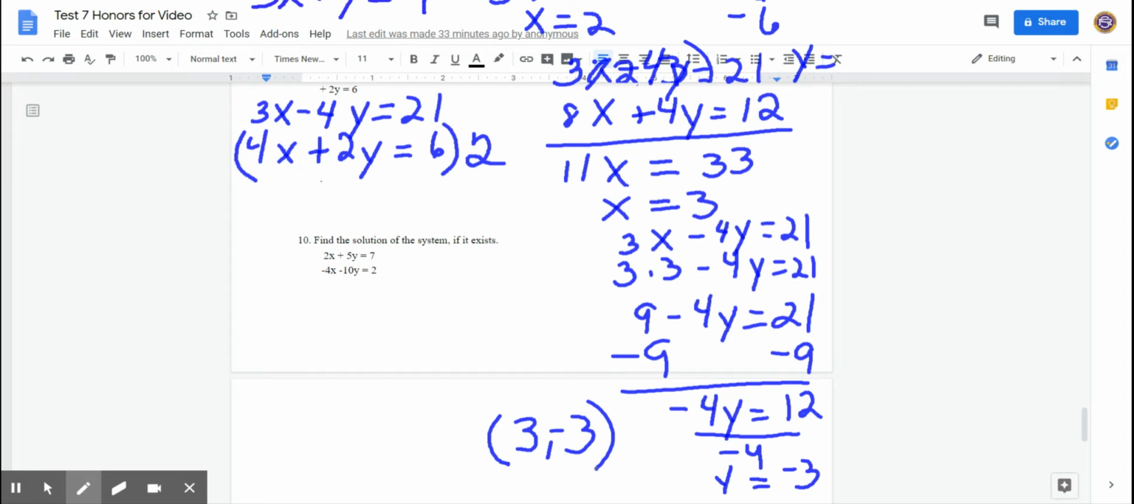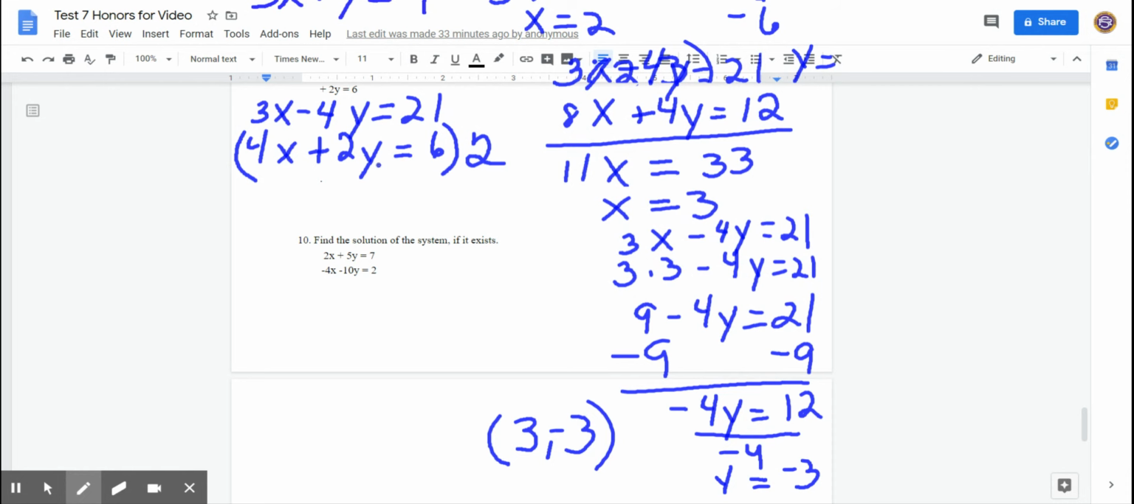And again, quickly, if I go up and I check my answers, 4 times 3 is 12, plus 2 times negative 3 is negative 6. 12 and negative 6 is 6. If I check my first one, 3 times 3 is 9, minus 4 times negative 3, that becomes a positive 12. 9 plus 12 is 21. So it checks out. All right, number 10.